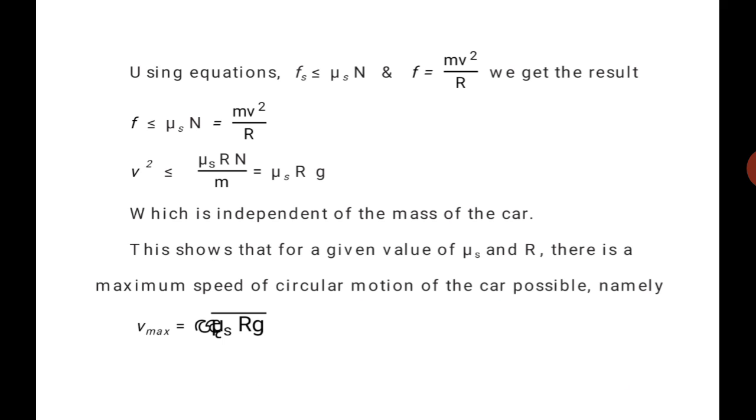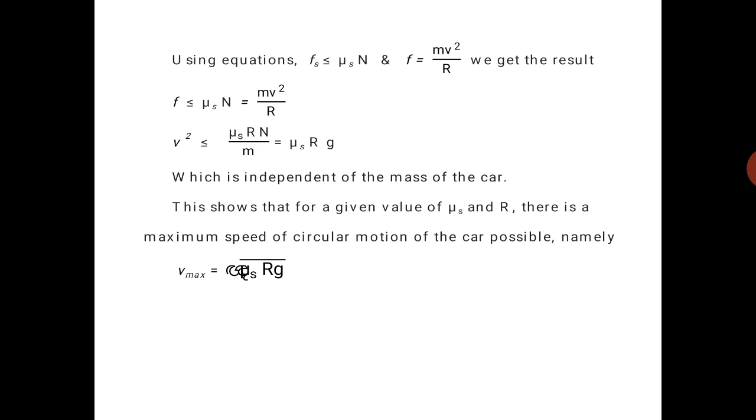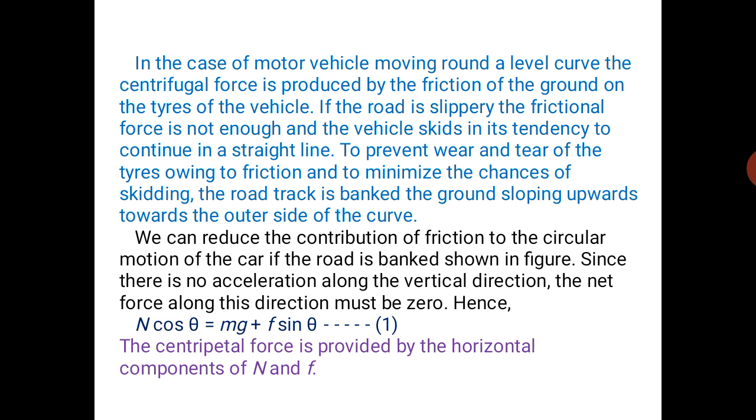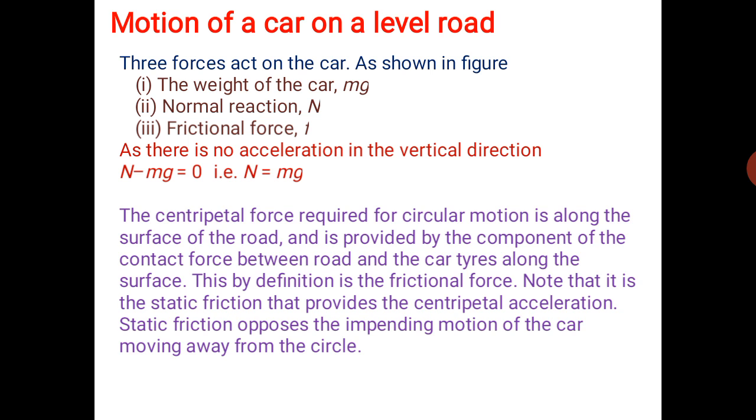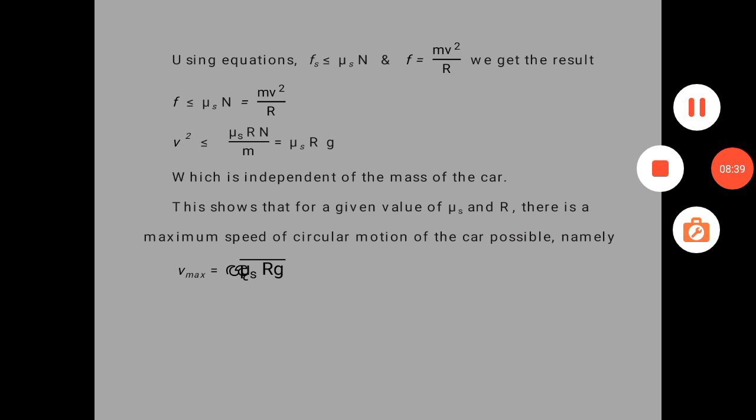Okay, the road is not inclined, remember. So now, knowing about the motion of a car on a level road, the maximum speed of the car is square root of mu s r g.